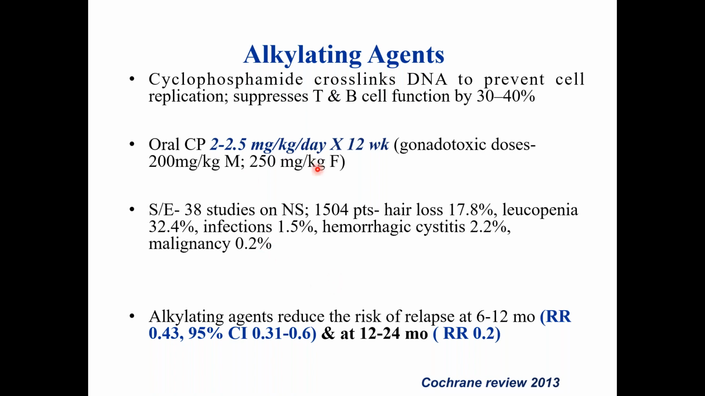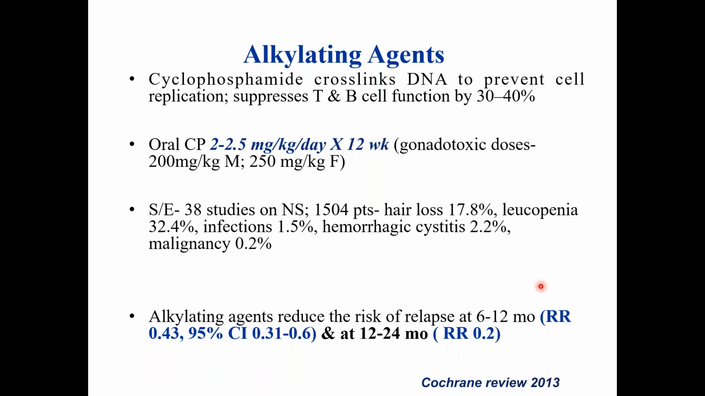If you look at the side effects of oral cyclophosphamide, they are primarily hair loss. You can have leukopenia in about 1/3 of these patients. It may increase the predisposition to infection, but only in a small number. Hemorrhagic cystitis is usually not reported with oral cyclophosphamide. It is primarily a problem when you give intravenous cyclophosphamide.